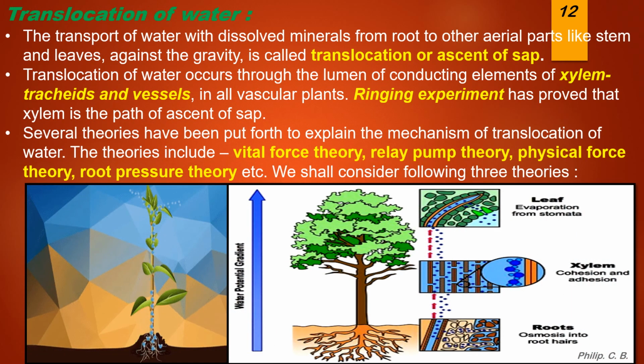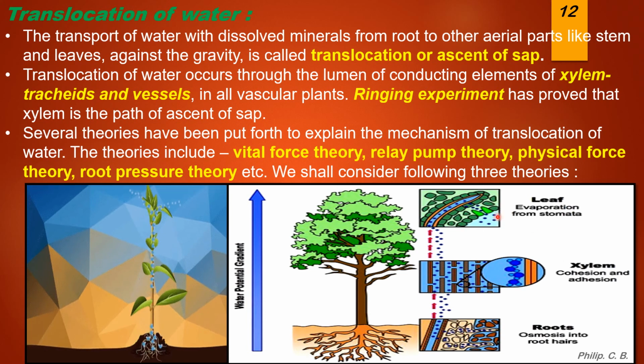Further, translocation of water. Here you can see a simple animation where water is absorbed from the root, passing through the stem, that is xylem, and reaching till the top, and through the top region, that is mainly the leaves, the transpiration process taking place. Here again you can see water potential gradient from the roots, osmosis into the root hairs, from there into the xylem by cohesion and adhesion, and further through the leaf, the transpiration, evaporation from stomata, right?